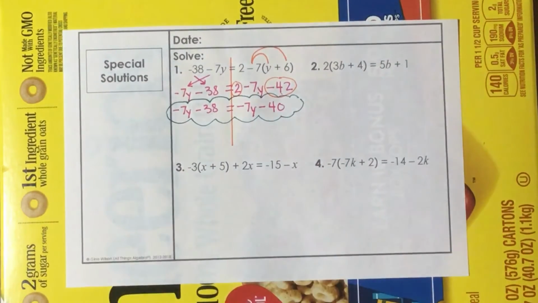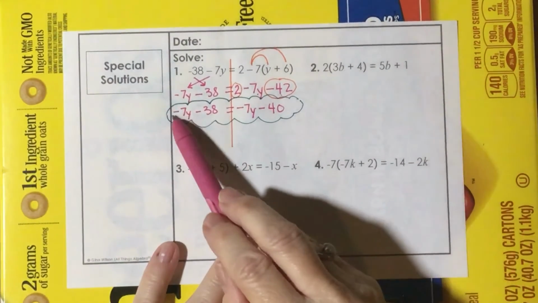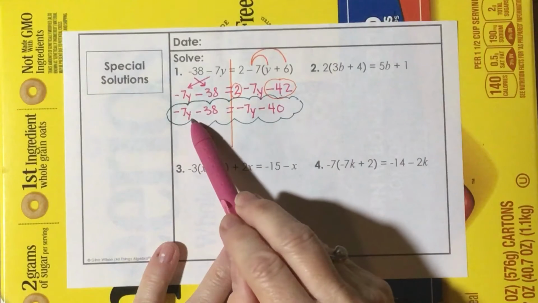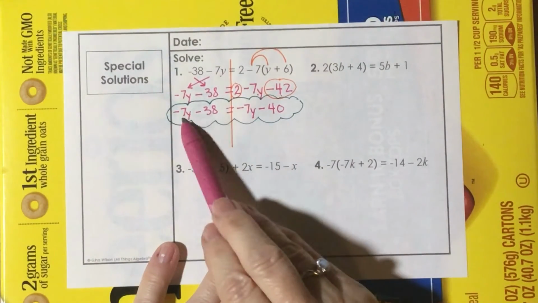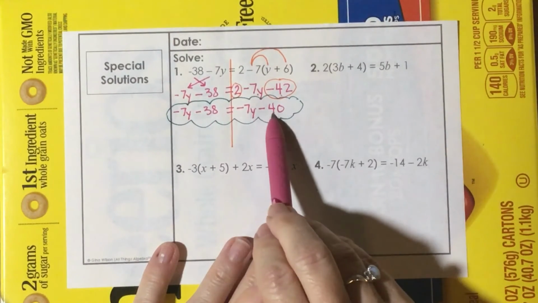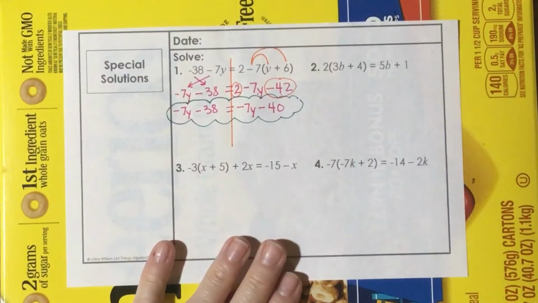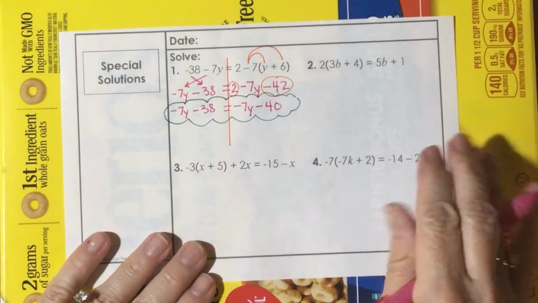So let's think about y. What would y have to be to make this a true statement, to make the equation work? Well, nothing is going to work because -7 times y, whatever we make y, is going to be the same on both sides. And what number do you know of that you can take 38 away one time and 40 away another time and get the same answer? It will never happen. So let's keep going.